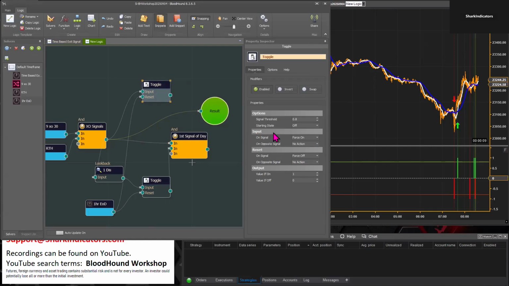All right, and again, each setting here has the same options: force on, force off, toggle, no action. So down here for the reset, same thing: force on, force off, toggle, no action, and so on and so forth. So then we get down to the last setting here, the output.